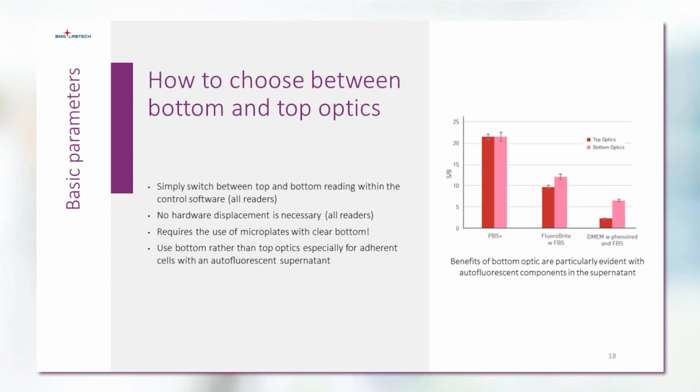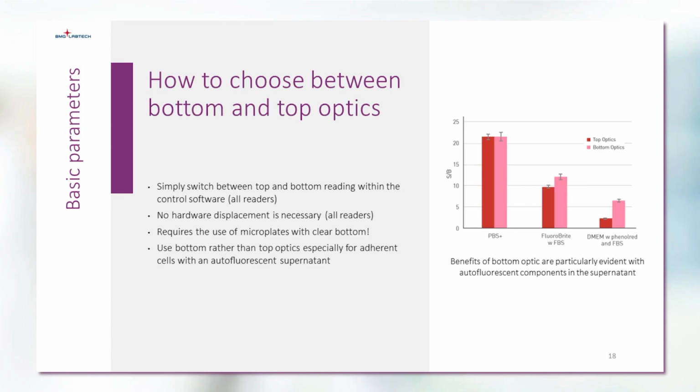Similar to absorbance assays, light has to travel through the bottom of the plate when using the bottom optics. Therefore, you again have to use plates that at least have a transparent bottom. Bottom optics should be used especially when your target is located at the well bottom and/or if you have unspecific fluorescence in the supernatant of your sample.